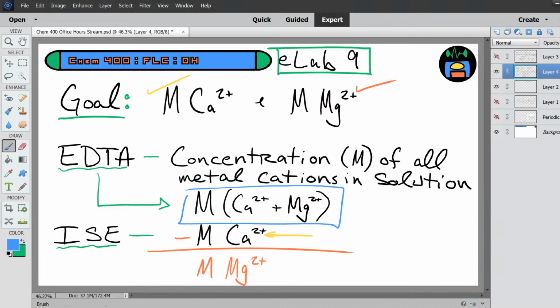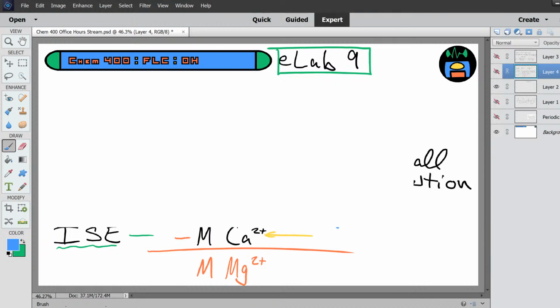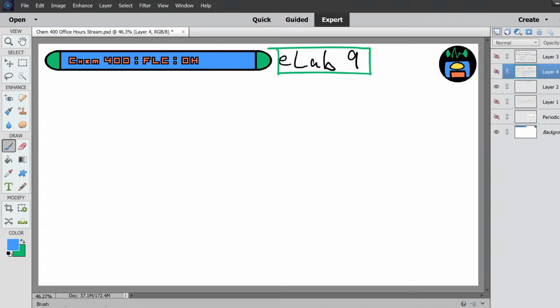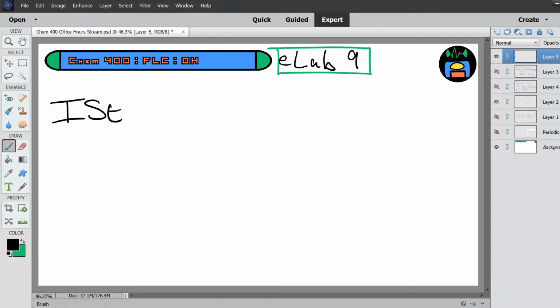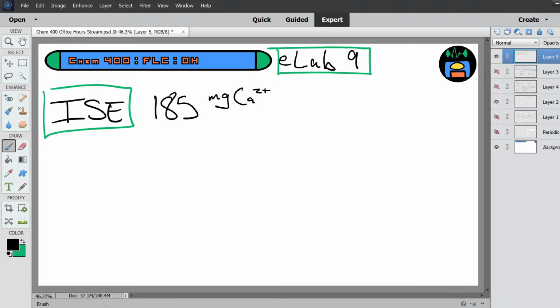Yes, with one caveat. The ISE reading is going to give you a value like 185 milligrams of calcium per liter. So what you need to do is a unit conversion to convert milligrams of calcium to moles of calcium.